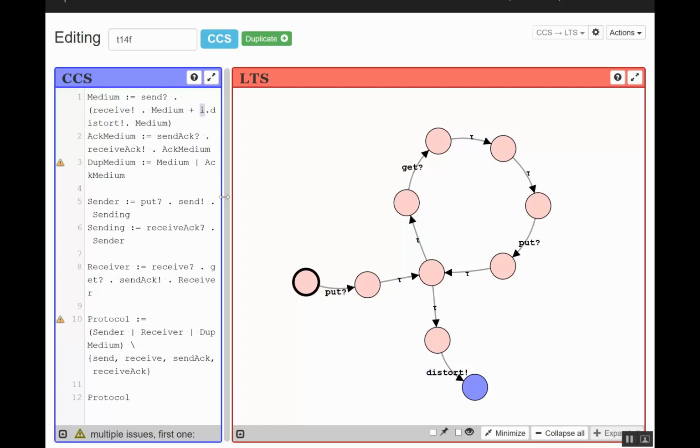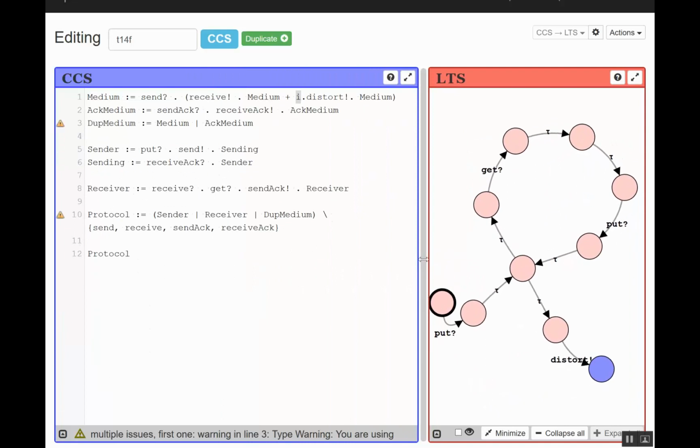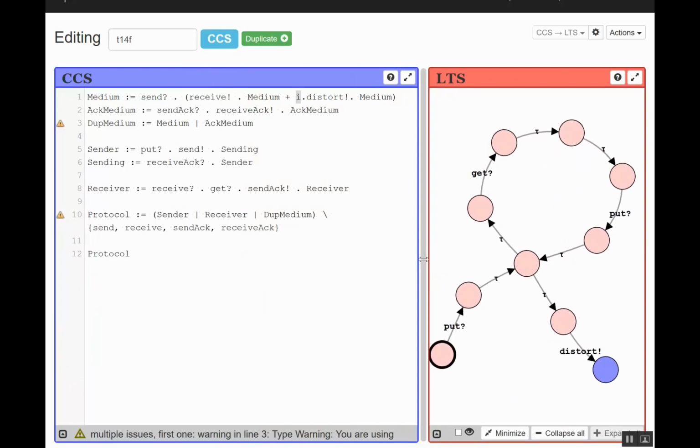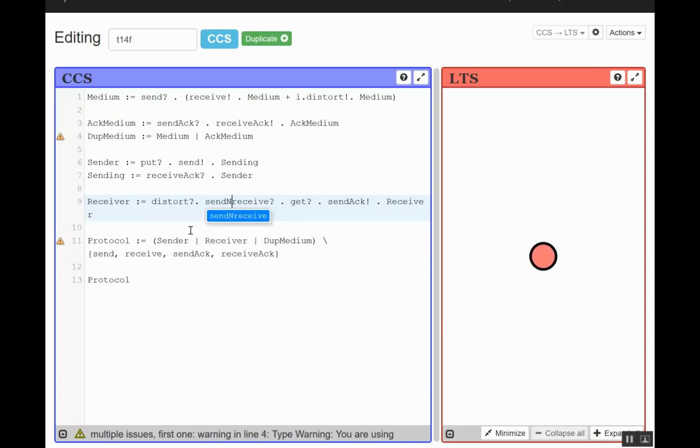Now, we could have a more clever way of handling this. The more clever way would be to let the receiver actually see that there is a distortion. I mean, assuming that's possible, that he can see that there is some garbled message. So he would see distort. And then, in this case, he would send a no acknowledgement.